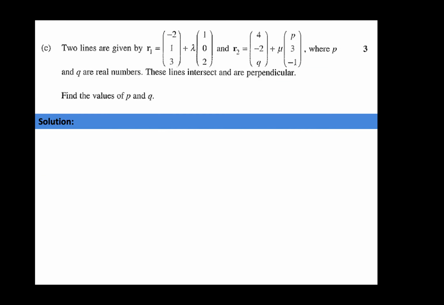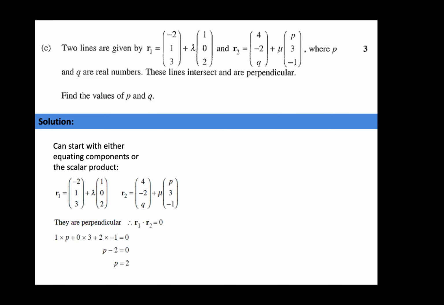Part C was about vectors. We were told the vectors intersect and are perpendicular, and to find the values of P and Q, noting that this is worth 3 marks. So you can start with either equating the components or the scalar product. If we use the scalar product, r1 and r2 have a scalar product of 0 as they are perpendicular. And so we get 1 times P plus 0 times 3 plus 2 by negative 1 equals 0 for a value of P equal to 2.